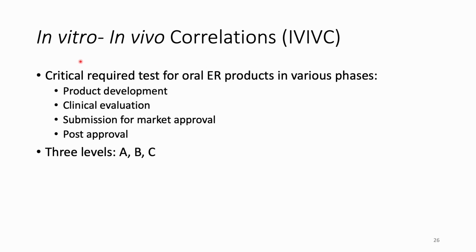About in vitro, in vivo correlation or IVIVC requirement, the test is required and critical for oral extended release products in various phases: in product development, in clinical evaluation, in submission for marketing approval, or for post-approval. And there are 3 levels of IVIVC, A, B, and C. And different levels have different requirements about the correlation between in vitro and in vivo tests.